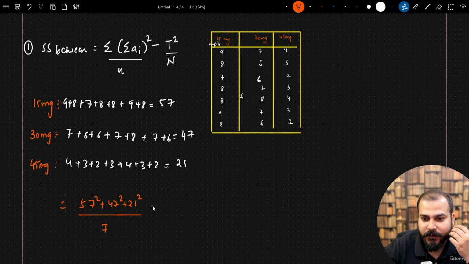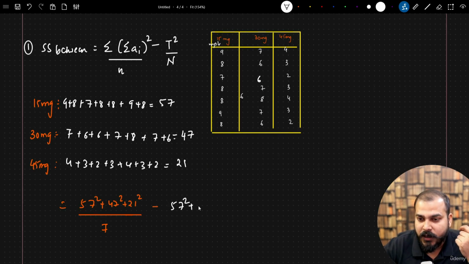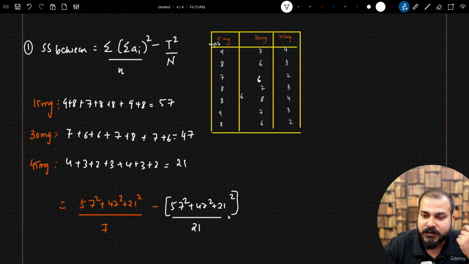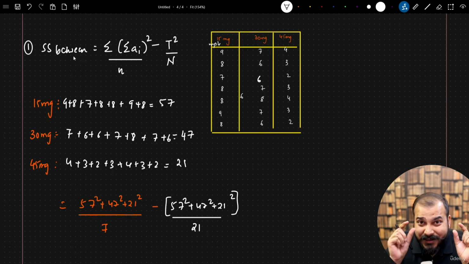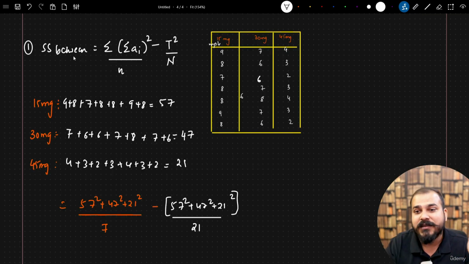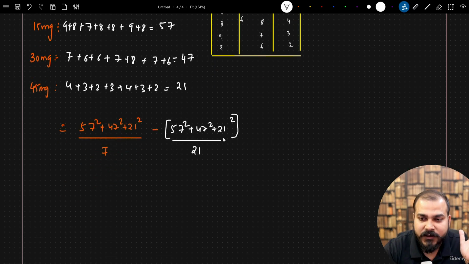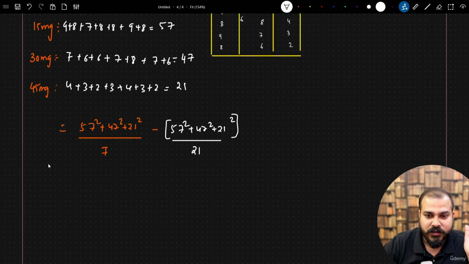Small n is nothing but 7. And T square basically means that I will take the summation of all the samples and square it up: 57 square plus 47 square plus 21 square divided by 21. Remember guys, through this technique we are able to calculate the sum of square, the error in the variance between the samples. With the help of this, we get the value 98.67.